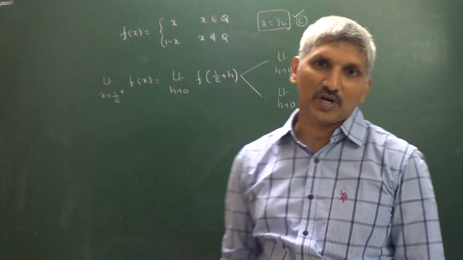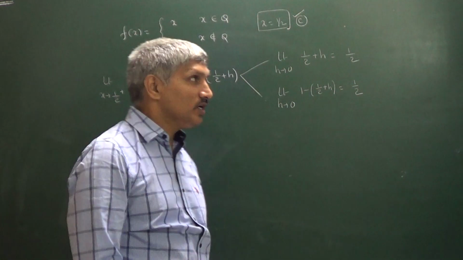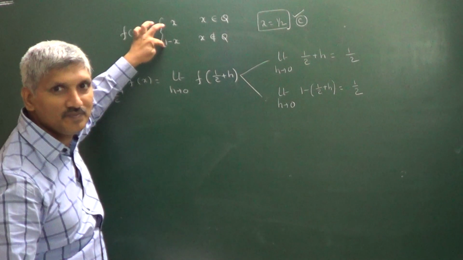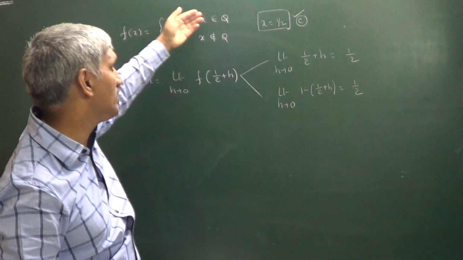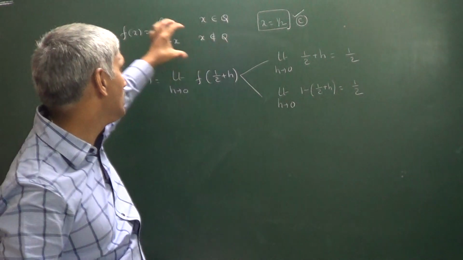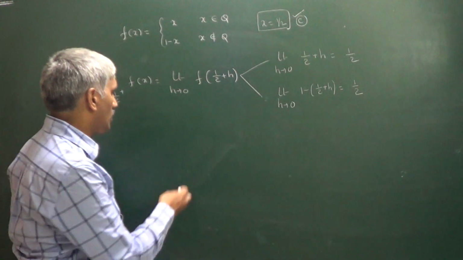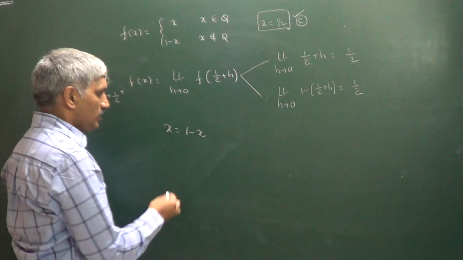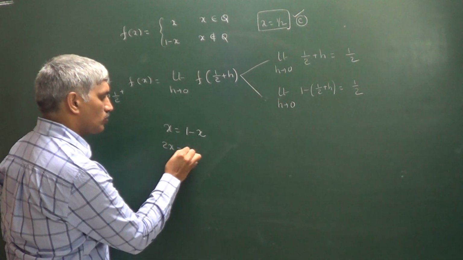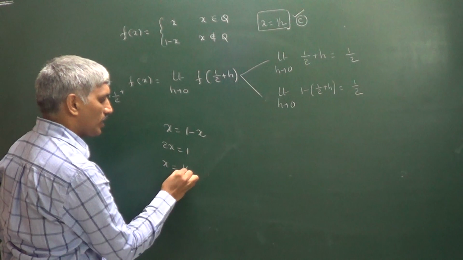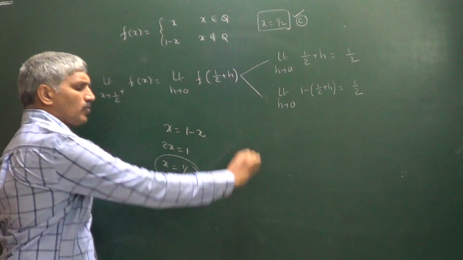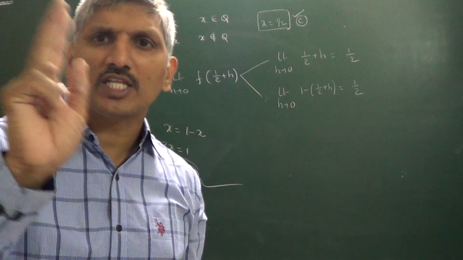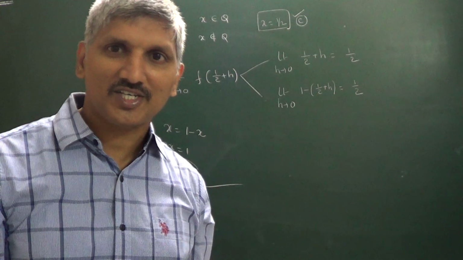So try to remember one particular point here. Where f of x, these two are equal, in the irrational and rational case. If these two are equal, observe here, x is equal to 1 minus x. Therefore 2x is equal to 1, x is equal to 1/2. Only at this point the function is continuous. At all other points the function is discontinuous.